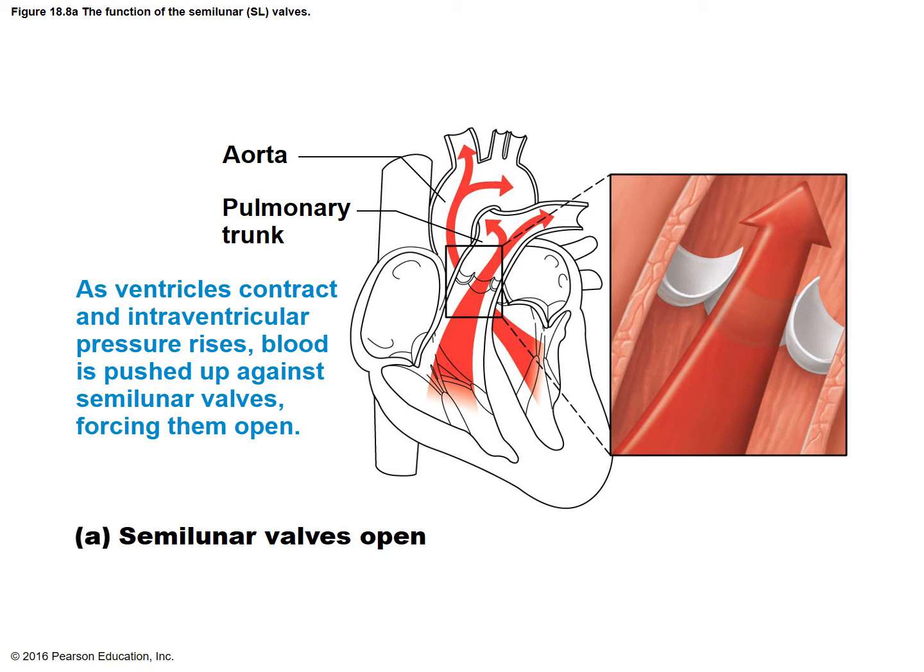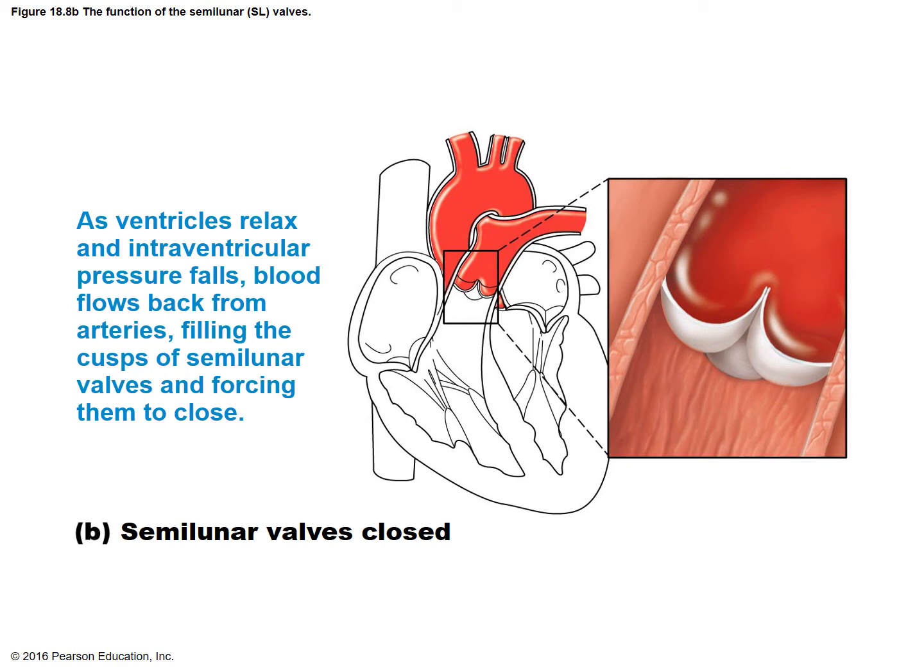That is shown here: as the ventricles contract, pressure rises, and the blood is pushed up against the semilunar valves, which forces them to open. And then as the ventricles relax and the pressure drops, it's going to force the valves to close.